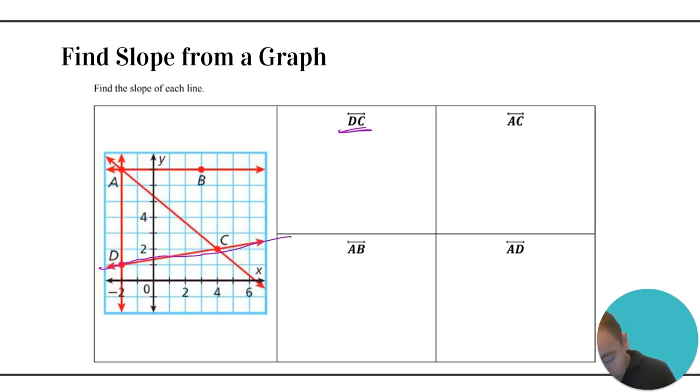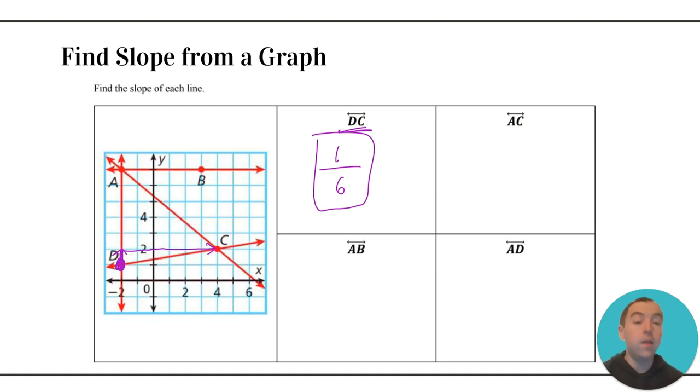And so if you started at D, you'd want to find the rise first, the vertical amount of distance, which would end up being 1. And then if you're moving to the right, that's also going to be positive, and you would count 6 grid squares right there. So the slope for that line would end up being 1 over 6.